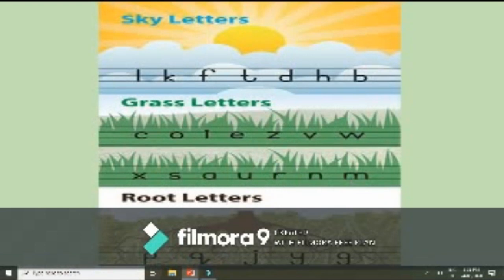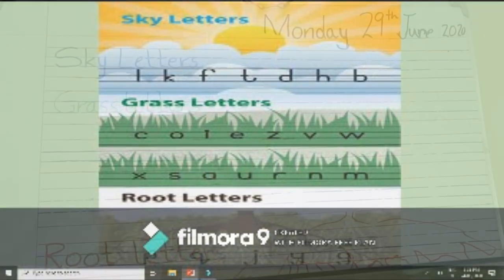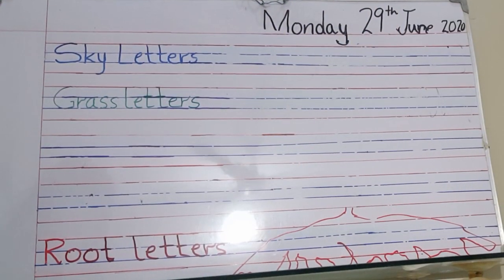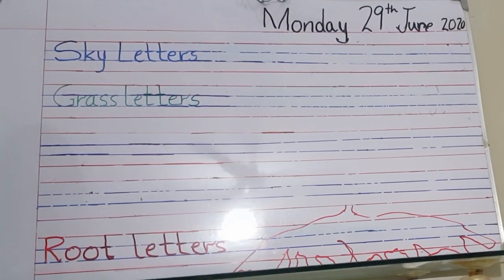Now let's move to root letters again. There are only 5 root letters. As you can see, their stem is touching the root line, so they are called root letters. I hope you all have got the concept and you are familiar with it now. Let's quickly learn how to write it.